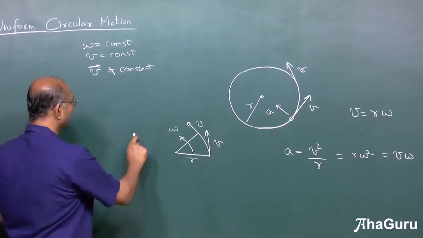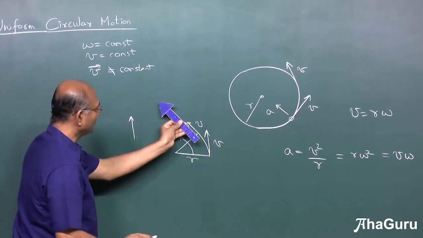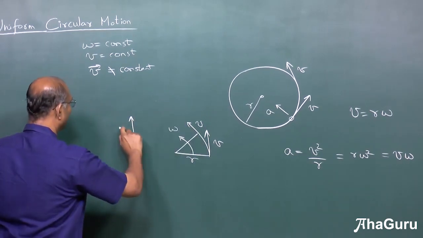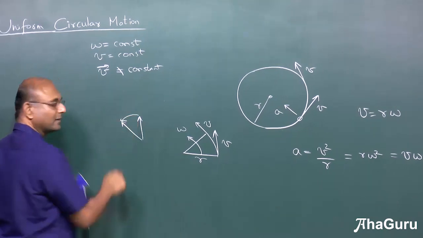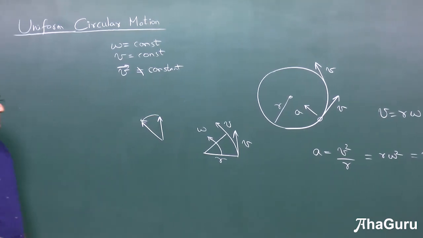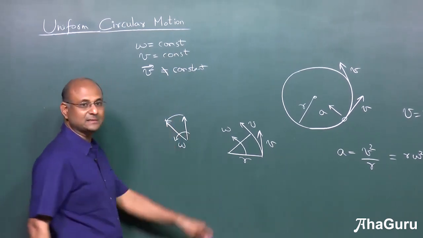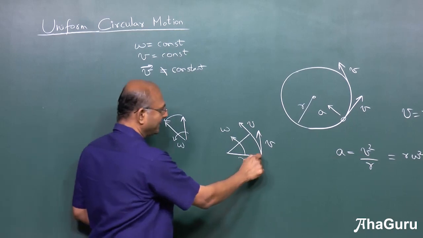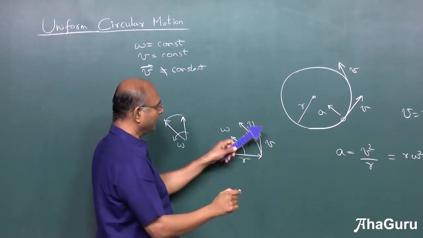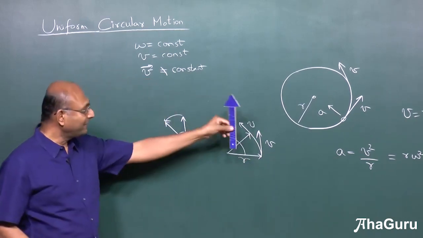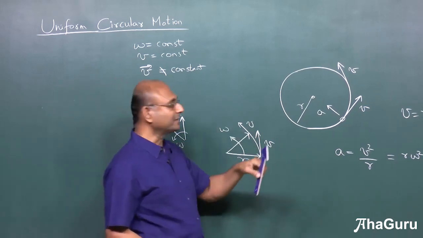But v is also turning around. If this was v, now the new v is like this. So v is also turning around at the same rate. The rate at which v is turning around is the same as the rate at which the r vector is turning around. This radius vector is turning around at the rate of omega. But the v vector is also turning around at the rate of omega. You can see that very easily.